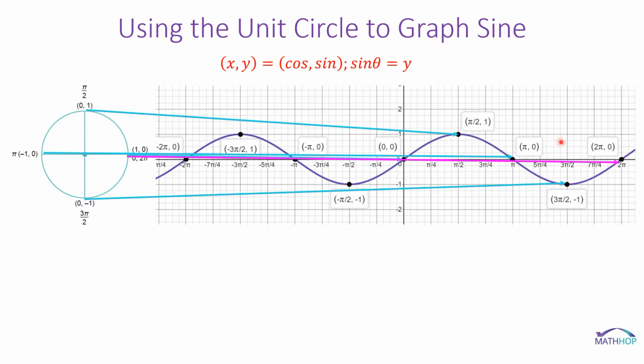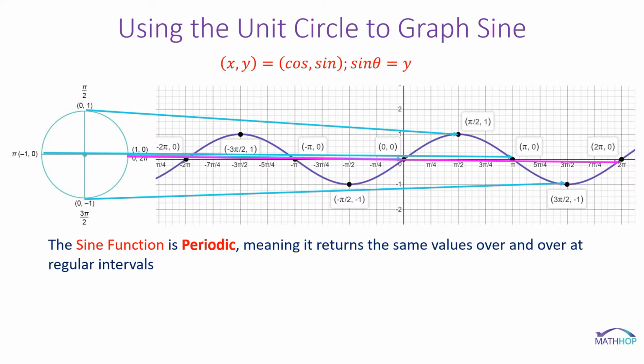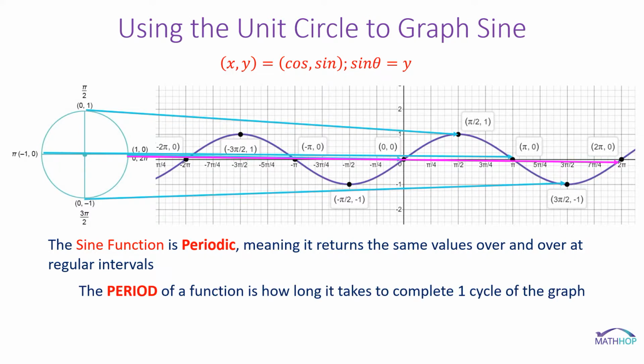So you'll notice that we keep getting the same values returned to us over and over: 0, 1, 0, -1, 0. The same values will be returned to us because sine is periodic. When a function is periodic, it means it returns the same outputs over and over at regular intervals. So what becomes very important is what is the period of the sine function. The period is just how long it takes to complete one cycle of that function.